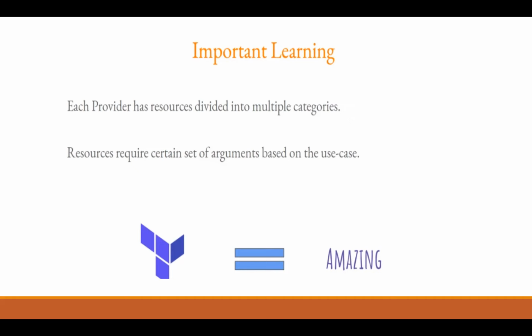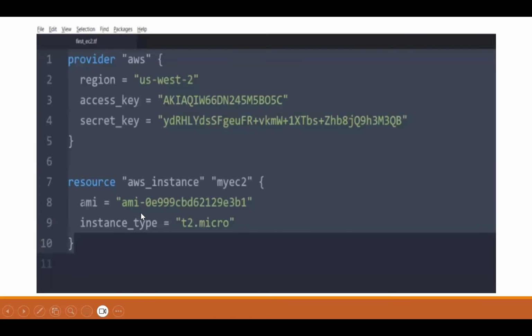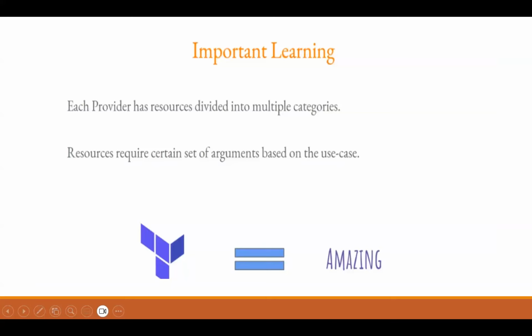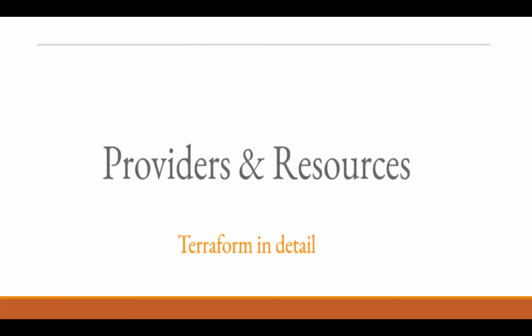A resource requires a certain set of arguments based on the use case. What are the arguments? AMI, instance type. So a resource has a certain set of required arguments based on the use cases. So you know what providers and resources are.